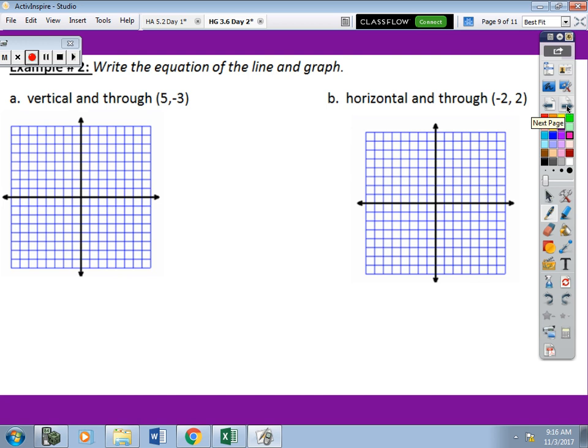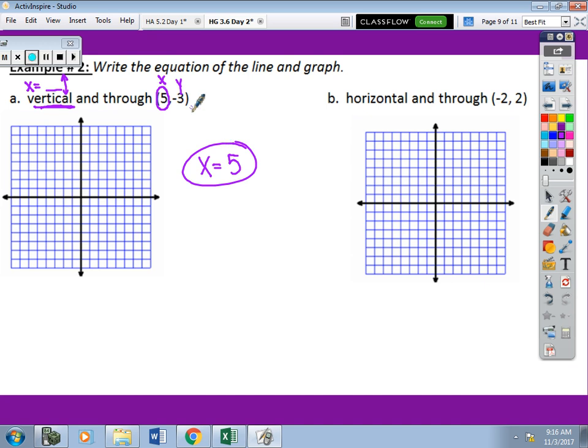So write the equation of a line and graph that is vertical and goes through this point. So again, vertical is going this direction. And using our little acronym or whatever you want, you have to remember that a vertical line always has the equation x equals something. Well, how do we know what that something is? It has to match the x coordinate of the point. So the equation should just be x equals 5. So a lot of students can graph it, but then they mess up the equation.